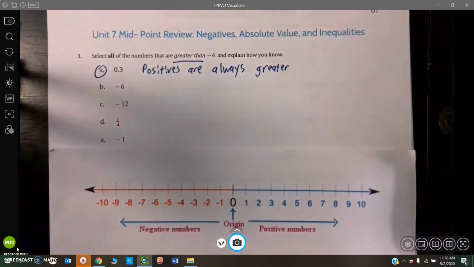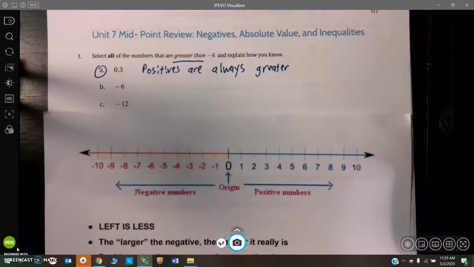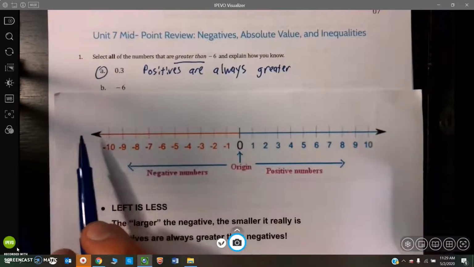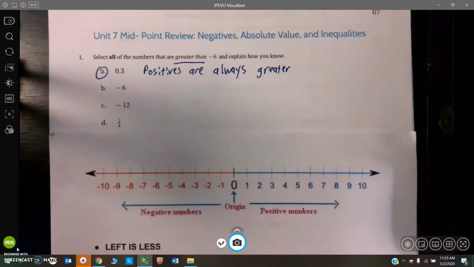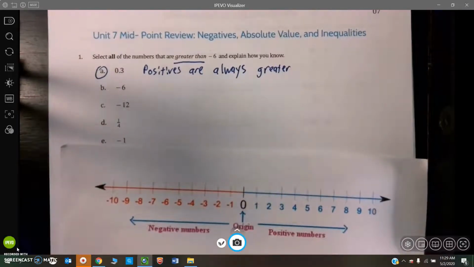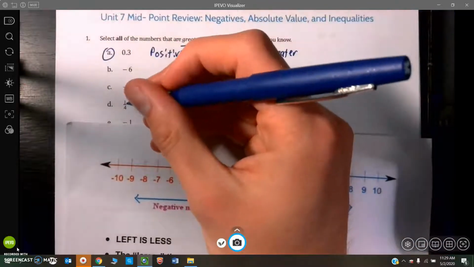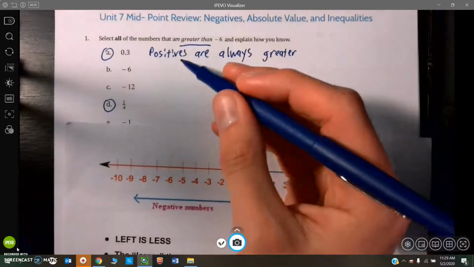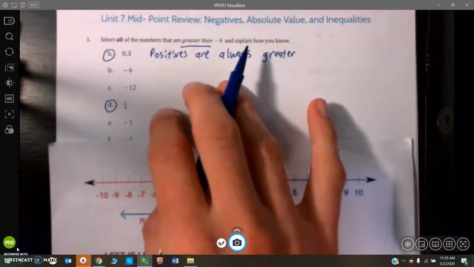-12. So that one seems like it's larger, right? 12 is greater than 6. However, negatives, like we said before, the opposite. The larger the negative, the smaller it really is. So -12 would be back here on the number line. -12 is actually smaller than -6. That's a really common mistake that people make. Next one, 1/4. That one is greater than -6. For the same reason as above, positives are always greater than negatives.